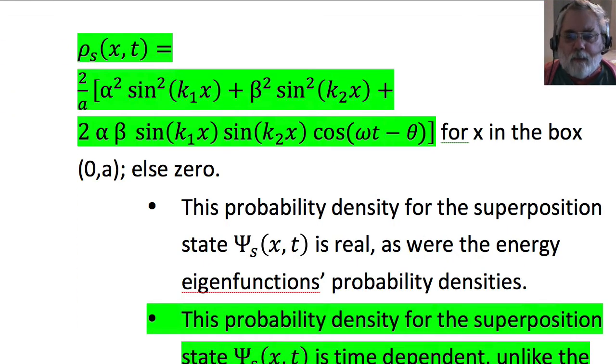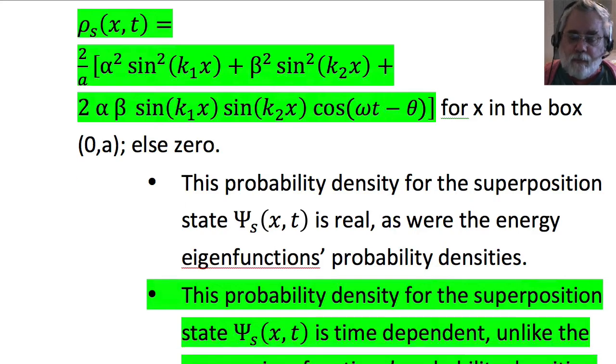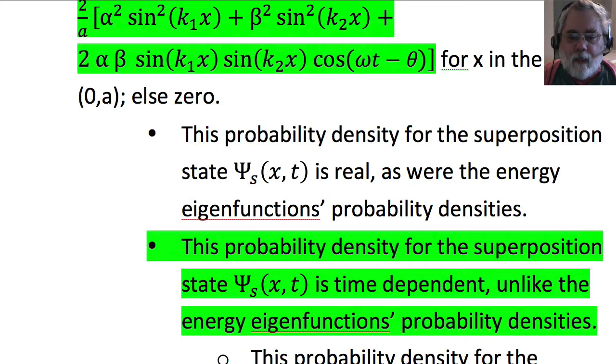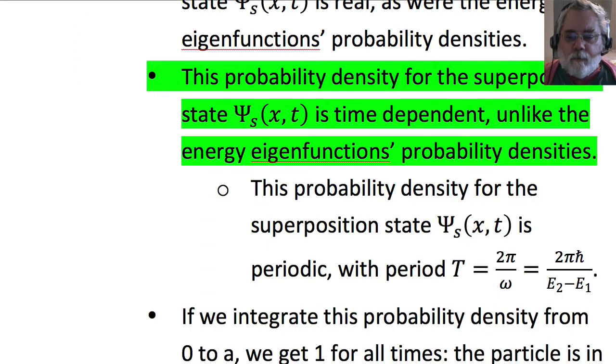This probability density for the superposition state psi sub s is real, as were the energy eigenfunctions' probability densities. It is time dependent, unlike the energy eigenfunctions' probability densities, which were constant in time. See the cosine omega t minus theta term here. It is periodic with period capital T equal to 2 pi over omega, or 2 pi h bar over E2 minus E1.